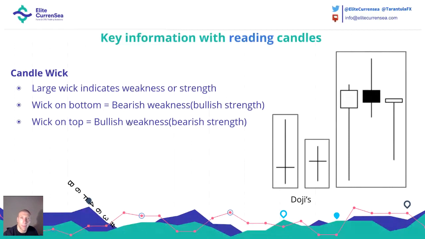Let's go step by step. Key formation with reading candles: candle wick. A large wick indicates weakness or strength. Wick on the bottom, guys. This is the wick on the bottom. It indicates bullish strength. This is important. When I want to buy, I usually want to see this wick. When I want to see my proprietary T89 pattern, I always see it best with these wicks.